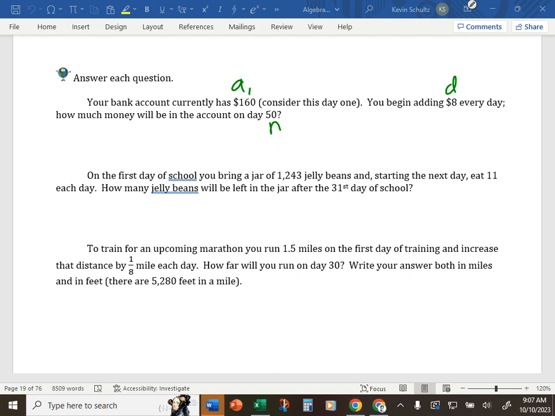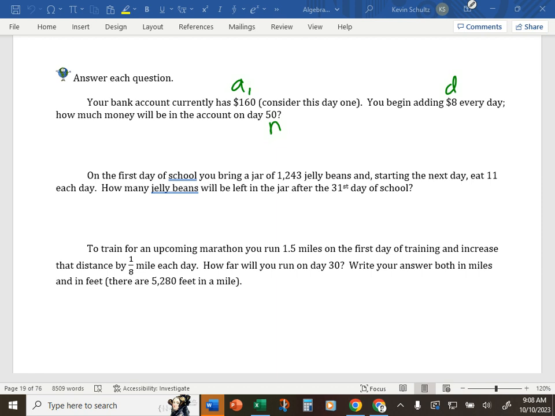Okay? On the first day of school, you bring a jar of 1,243 jelly beans and, starting the next day, eat 11 each day. How many jelly beans will be left in the jar after the 31st day of school? So you don't eat 11 the day you bring them. This is still your A1 though, because that's what you're starting with. But then the next day and every day thereafter, you start subtracting 11. How many will be in the jar after 31 days?